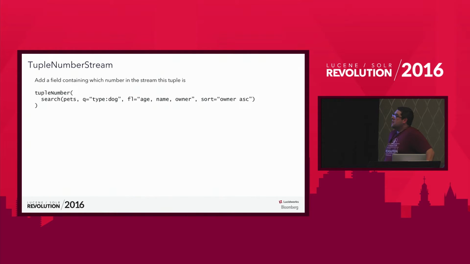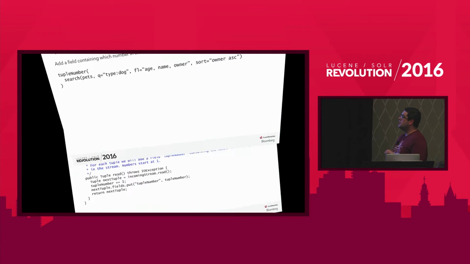So let's imagine we're creating a stream called tuple number stream. And really, all this is doing is adding a number to the tuple as it comes through, because we want to know this was the first tuple, this was the second tuple, this was the third tuple, et cetera, right? And this is what the expression would look like. It takes one parameter, some stream coming into it. We don't care what stream it is or what type of stream it is. It just has to be one, and it doesn't take anything else.